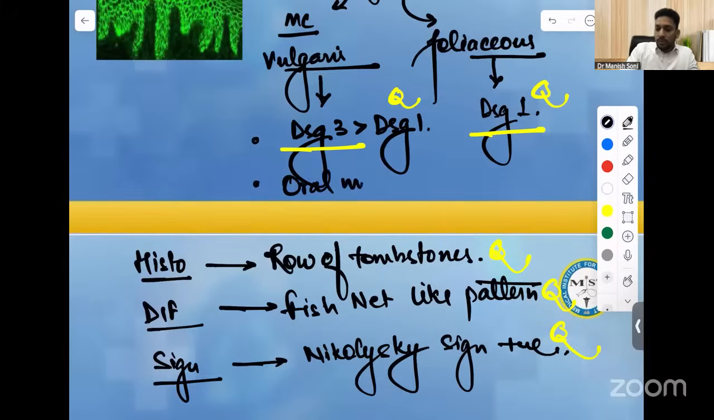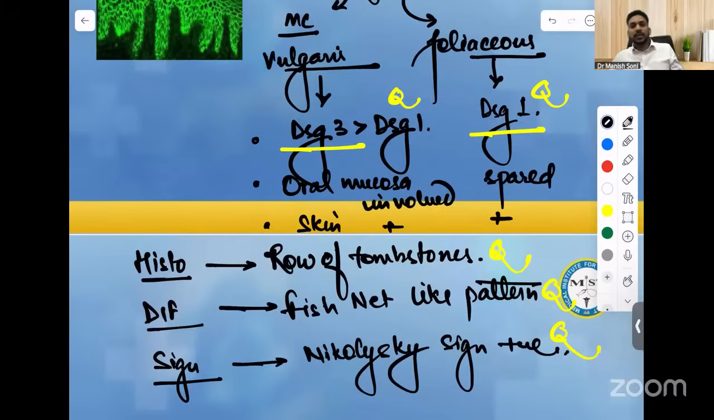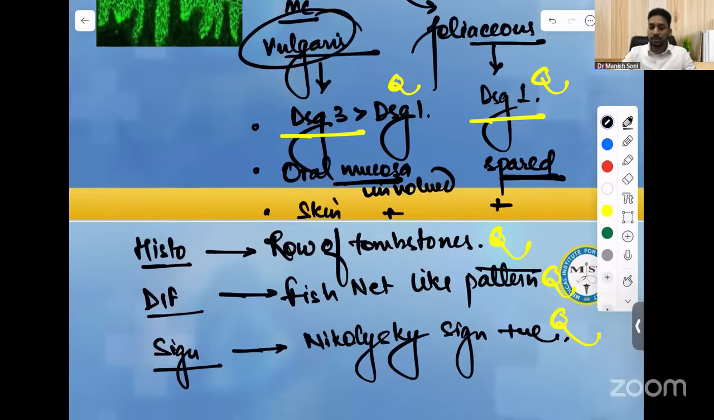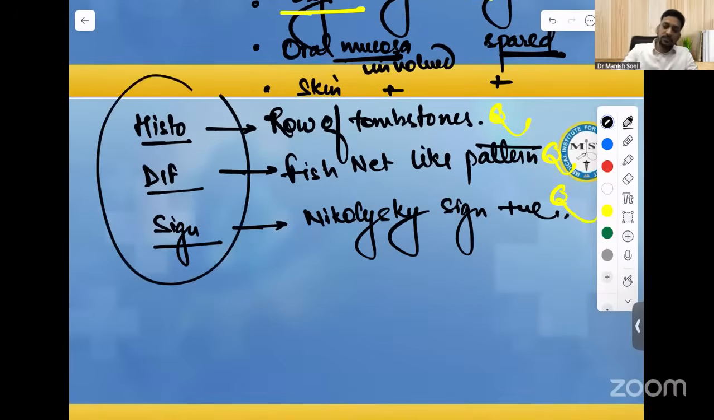In vulgaris, oral mucosa is involved. In foliaceus, it is spared. Skin can be involved in both. So skin can be involved in both vulgaris and foliaceus, but in vulgaris mucosa is involved, while in foliaceus mucosa is spared. This is a very important clue to differentiate vulgaris and foliaceus. While these three findings can be seen, they sometimes ask you: row of tombstones appearance, fishnet-like pattern is seen in, or Nikolsky sign is positive, and the answer is pemphigus.